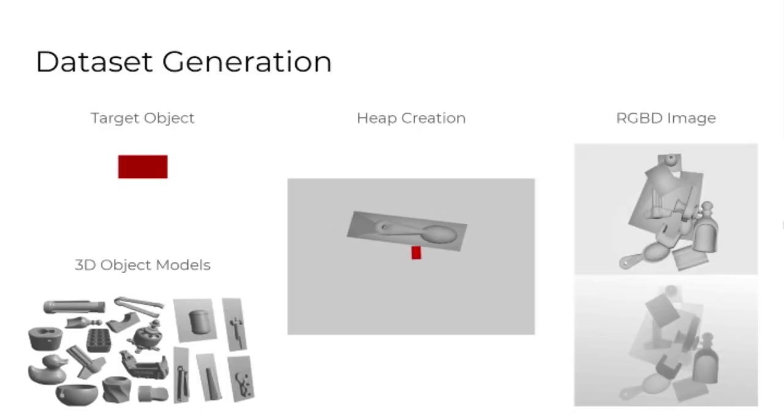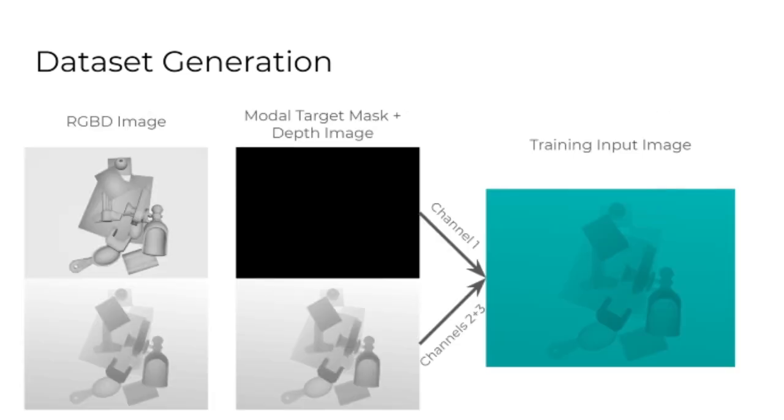We develop a dataset generation process to efficiently learn to predict the target object occupancy distributions. We generate heaps of objects first by dropping a target object and then sampling a set of objects from a larger set of 3D object models and dropping them on top of the target object using PyBullet's dynamic simulation. We wait for the objects to settle and render an RGBD image of the heap. We also render a modal mask of the target object and combine it with the depth image to form the input training image for the heap. Here, the target object is not visible, so the modal mask for the target is blank.